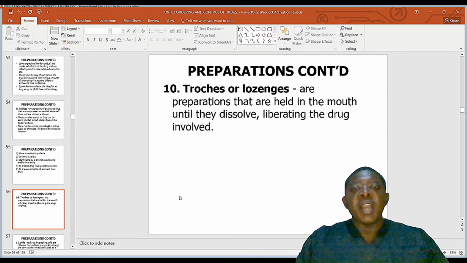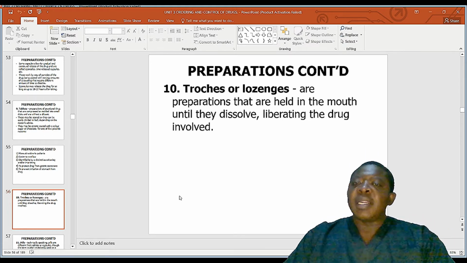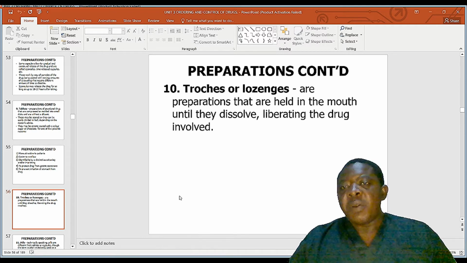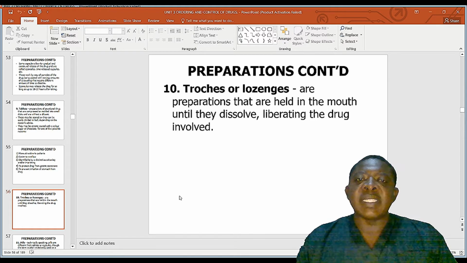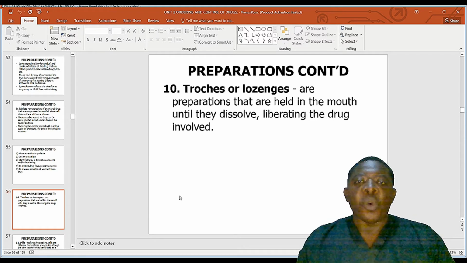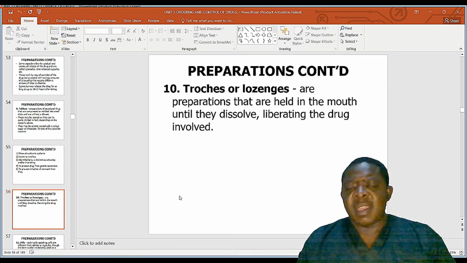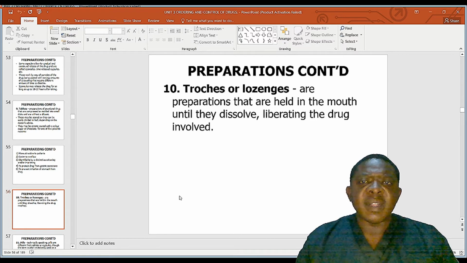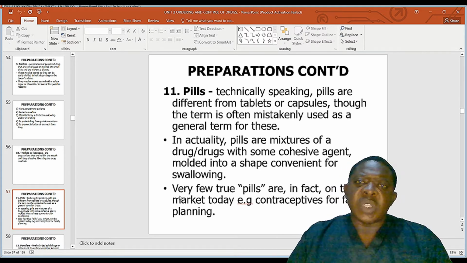Then we have troches or lozenges. These are preparations that are held in the mouth until they dissolve, liberating the drug involved. So with troches or lozenges, if someone has a cough or cold, there are a lot of lozenges out there that someone can suck on so that the drug can be released.